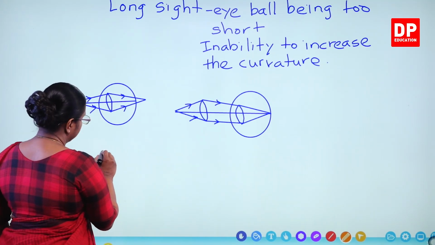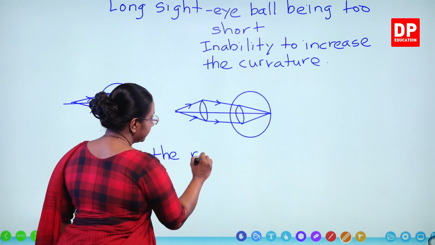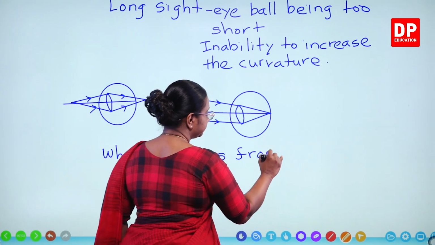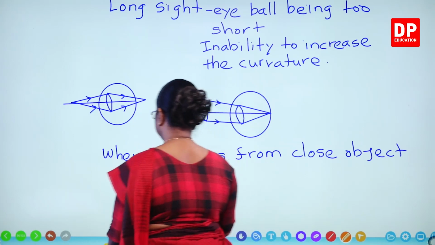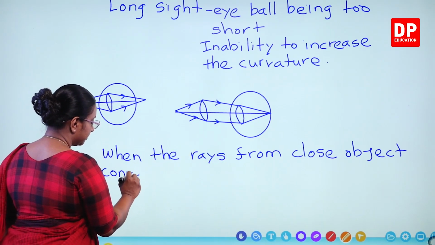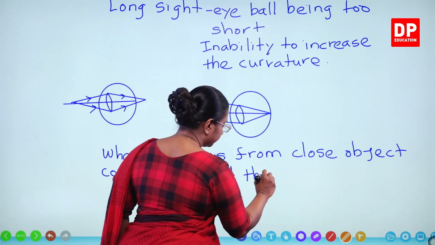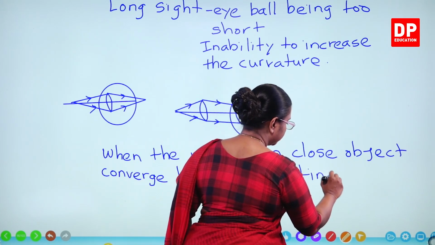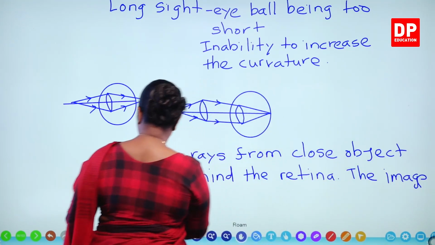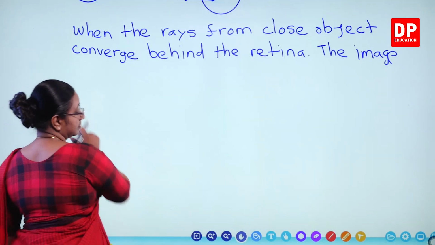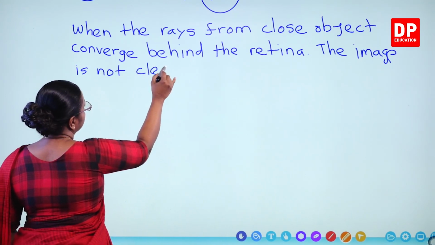So, when the rays from close object converge behind the retina, the image is not clear.